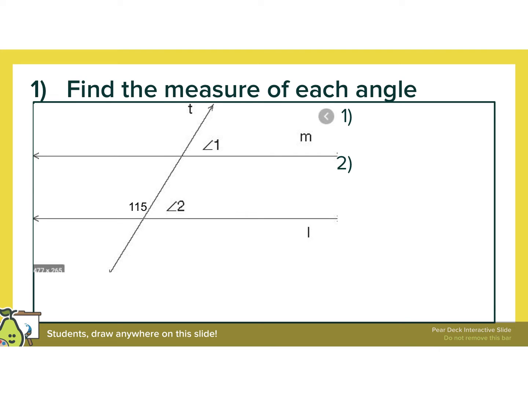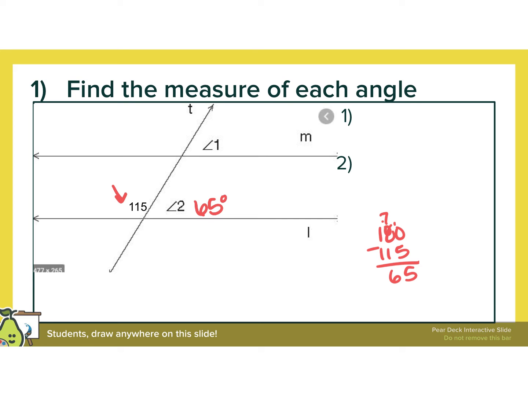Okay, so for practice problem 1, we need to find the measure of each angle. And remember, there's only 2 angle measures in this whole thing, okay? They gave us 115, so we're just going to subtract from 180. So the other angle is 65 degrees. So the only angles here are going to be 115 or 65.